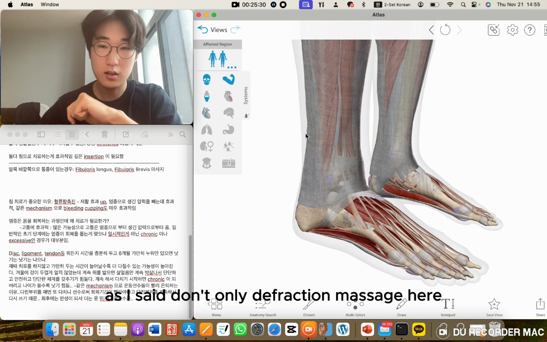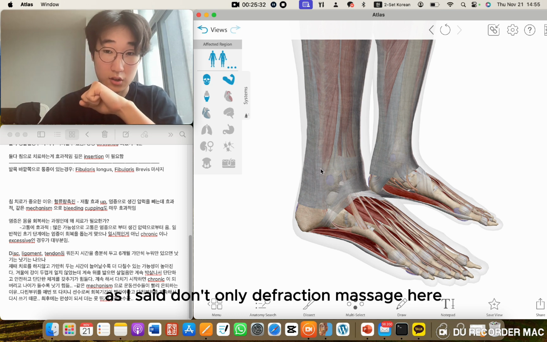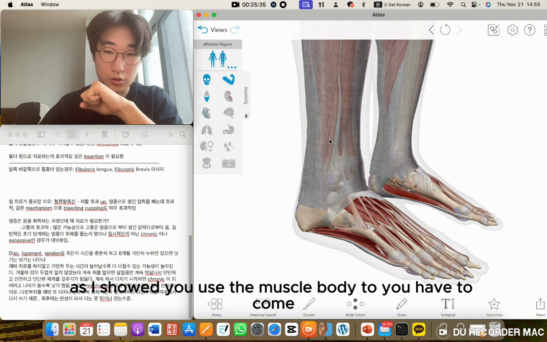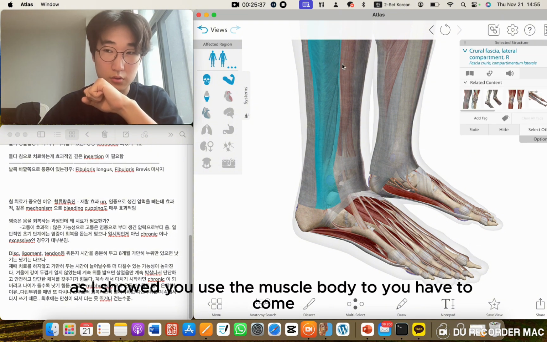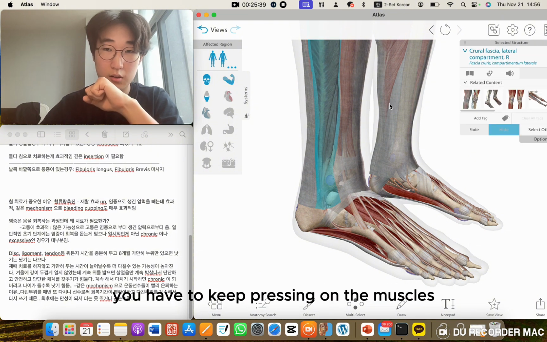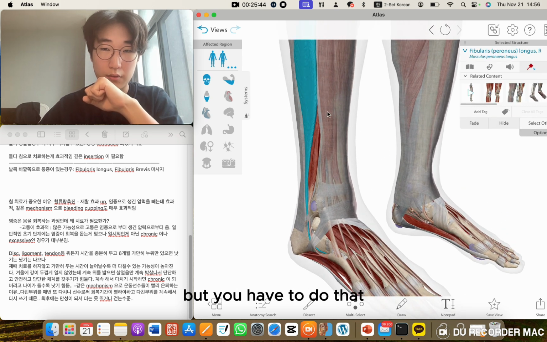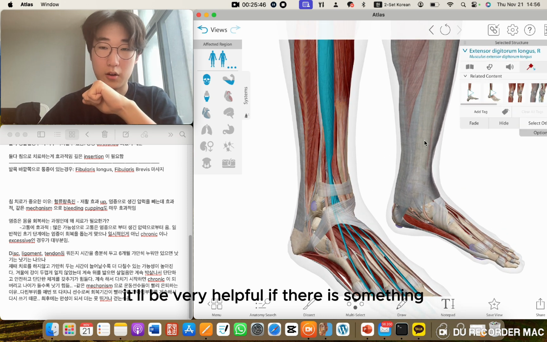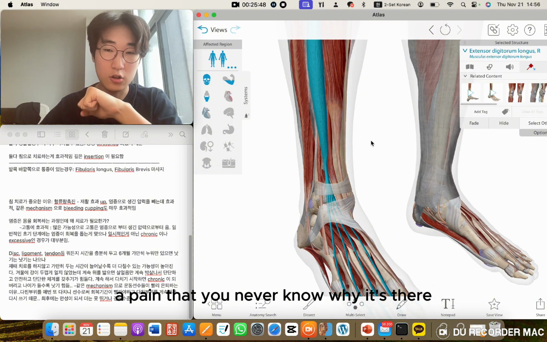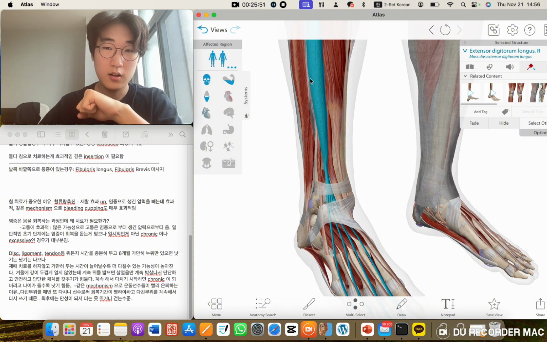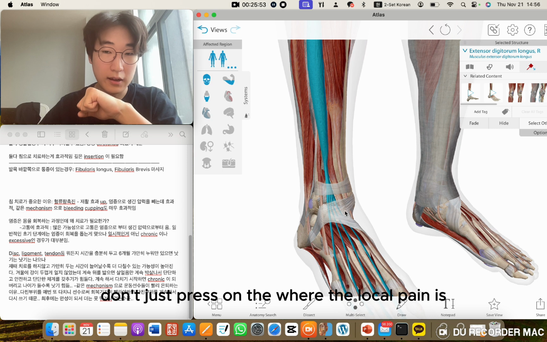And also, as I said, don't only do friction massage here. As I showed you, use the muscle body too. You have to keep pressing on the muscles. It'll be painful too, but you have to do that. It'll be very helpful. If there is a pain that you never know why it's there, don't just press on where the local pain is, press on the muscle body too.